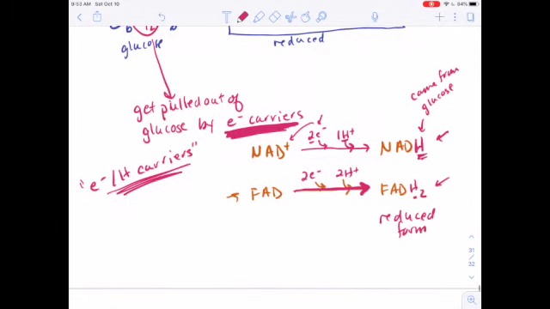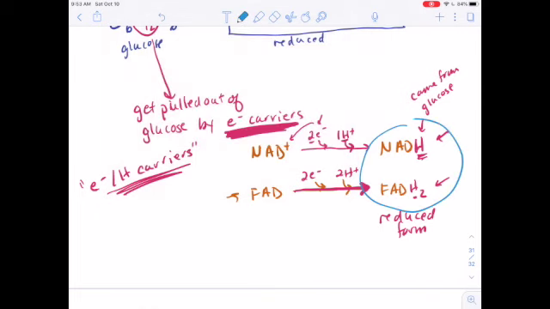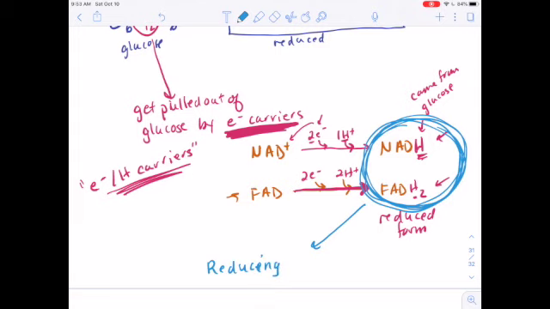And so we call having a lot of these things here, the cell making a stockpile of this, we call this reducing power. Can't spell reducing. Reducing power is having a lot of NADH and FADH2.